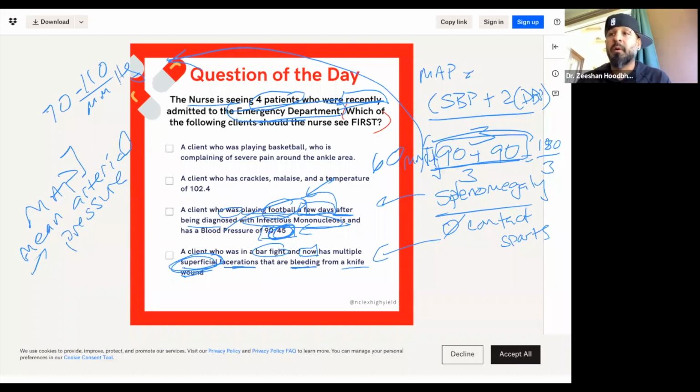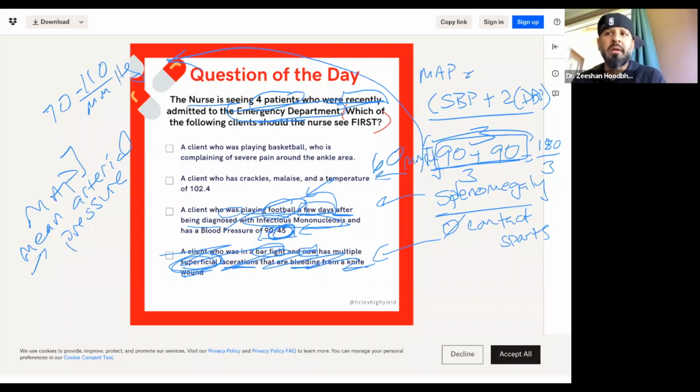So now we're at multi-system organ failure. So I get rid of number 4. I haven't decided on number 3; I'm going to compare it to number 2. A client who has crackles, malaise, and a temperature of 102.4. Wait a minute, crackles, what does that mean? It's probably fluid in the lungs.